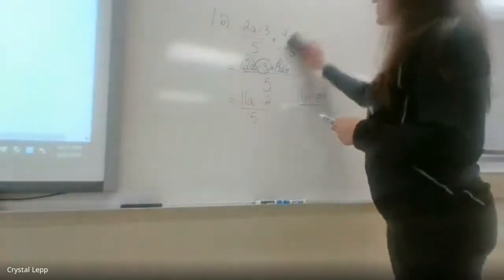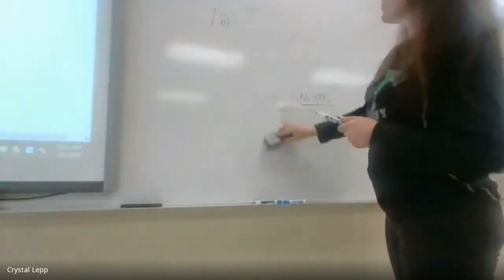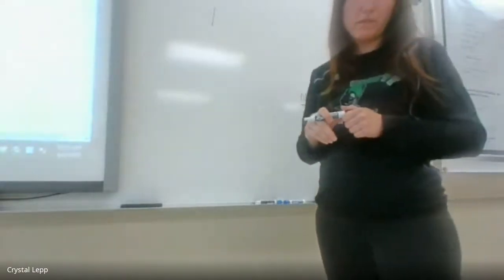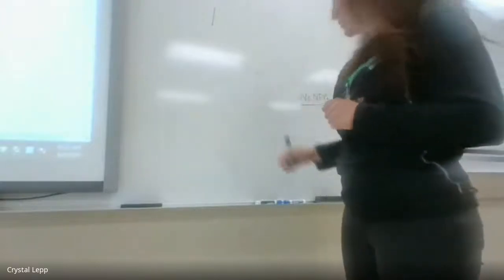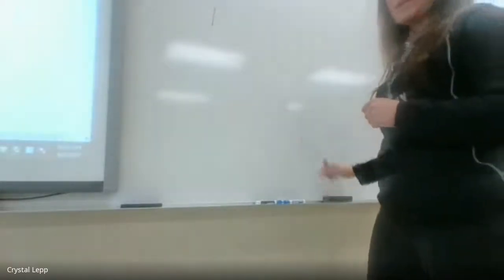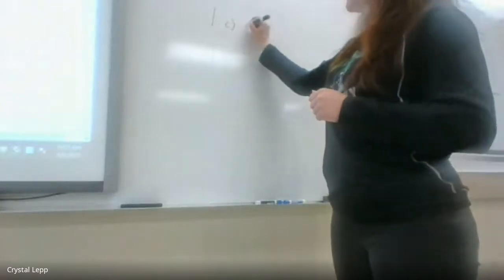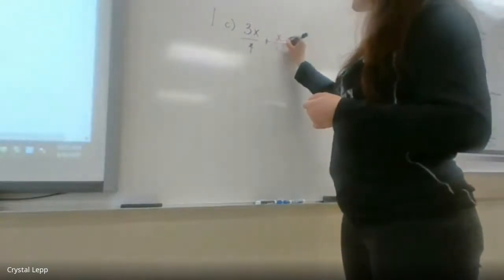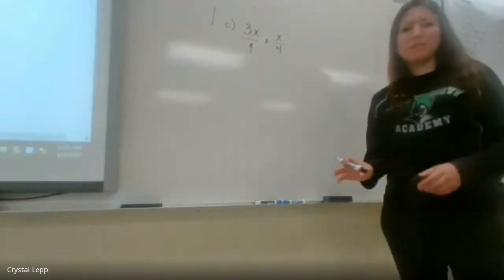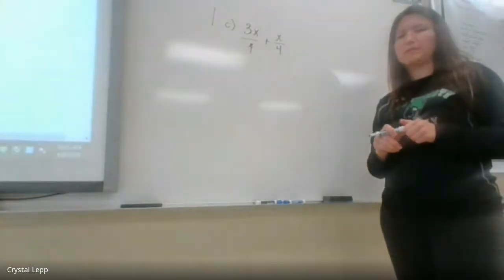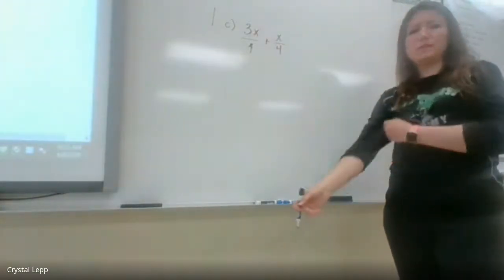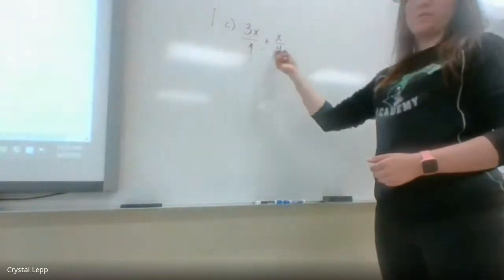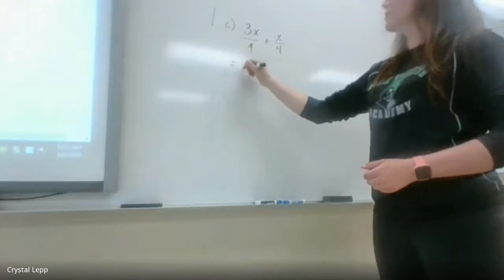1c. Tell me if I need to slow down, if I'm going too fast. 1c, I have 3x over 4 plus x over 4. So when I go to add and subtract, multiplying, dividing, and simplifying, you don't need common denominators. But adding and subtracting, which is our last lesson, you need to have a common denominator. So we both have denominators of 4 and 4, so we can write them all over 4.